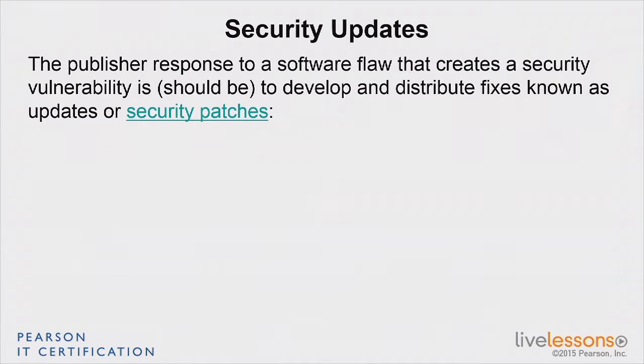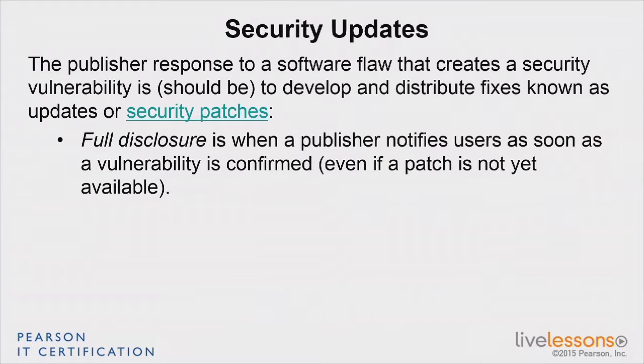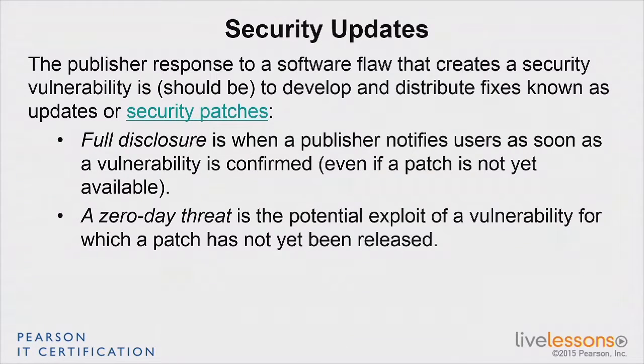The publisher response to a security flaw that creates a security vulnerability is, or should be, to develop and distribute fixes known as updates or security patches. In an earlier lesson, we discussed security patch management. Full disclosure is when a publisher notifies users as soon as a vulnerability is confirmed, even if a patch is not yet available. You may recall that a zero-day threat is the potential exploit of a vulnerability for which a patch has not yet been released.